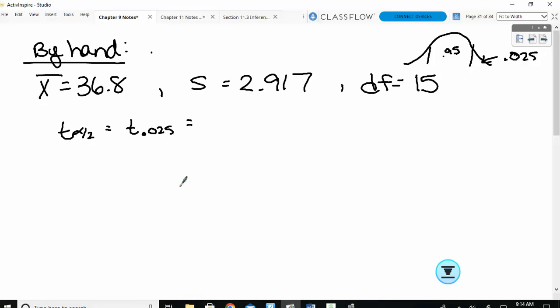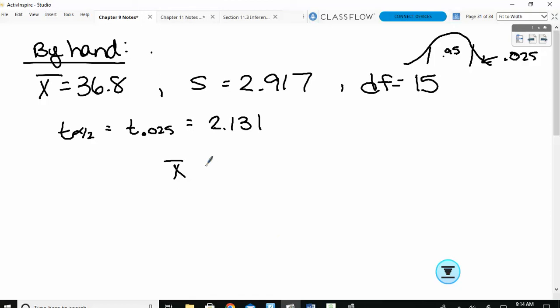So you go to your table. We're talking about a T, so you go to the T distribution. 15 degrees of freedom, the probability across the top should be 0.025. We'll get 2.131 for the T value. Did everybody find that?